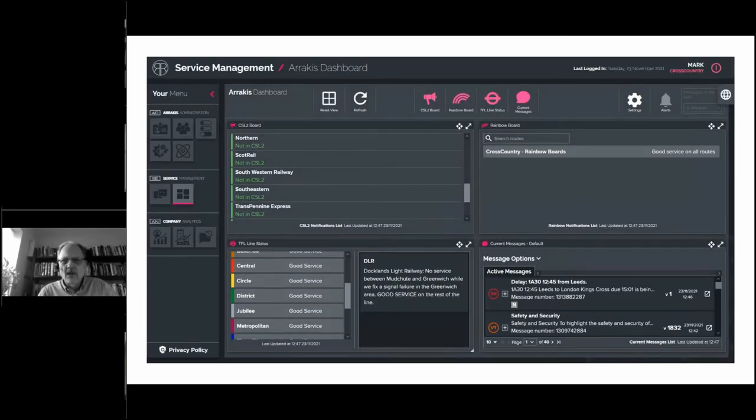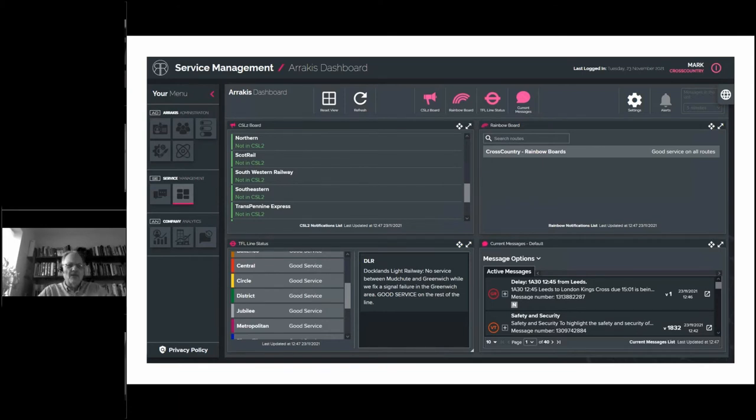Looking again at an internal dashboard for a new product called Arrakis. Now, Arrakis is a new way of looking at rail information and providing it into the rail industry. So we take in a vast amount of data and process it and come out with what we hope are useful contents.